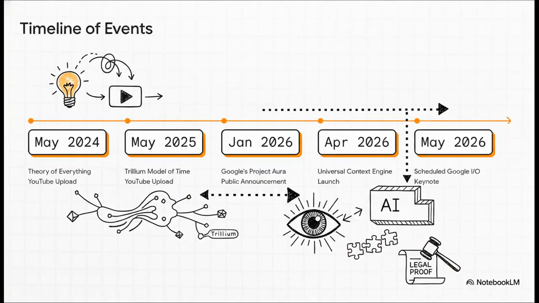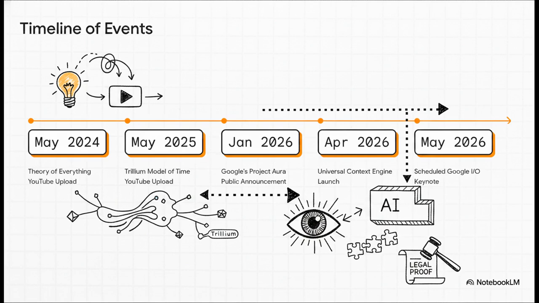Now, as you know, in literally any intellectual property dispute, you gotta bring the receipts. You have to prove you had the idea first. Using time-stamped YouTube uploads from his public channel, The Awakened, Smith builds a pretty concrete timeline. Check this out. His videos defining the Trillium model and the reflective wave were uploaded way back in May 2024 and May 2025. That proves his hyper-specific concepts were sitting on the public record well over a year before Google even announced Project Aura in January 2026.